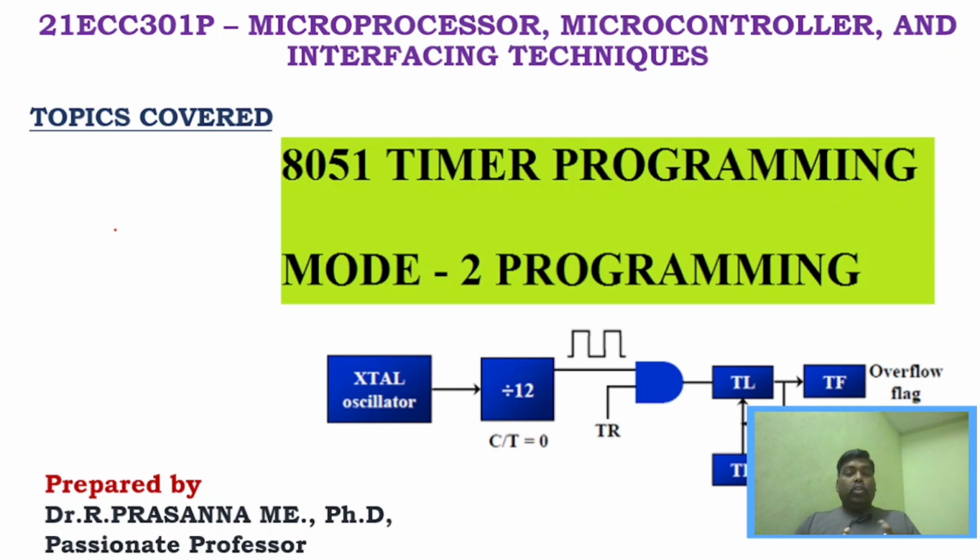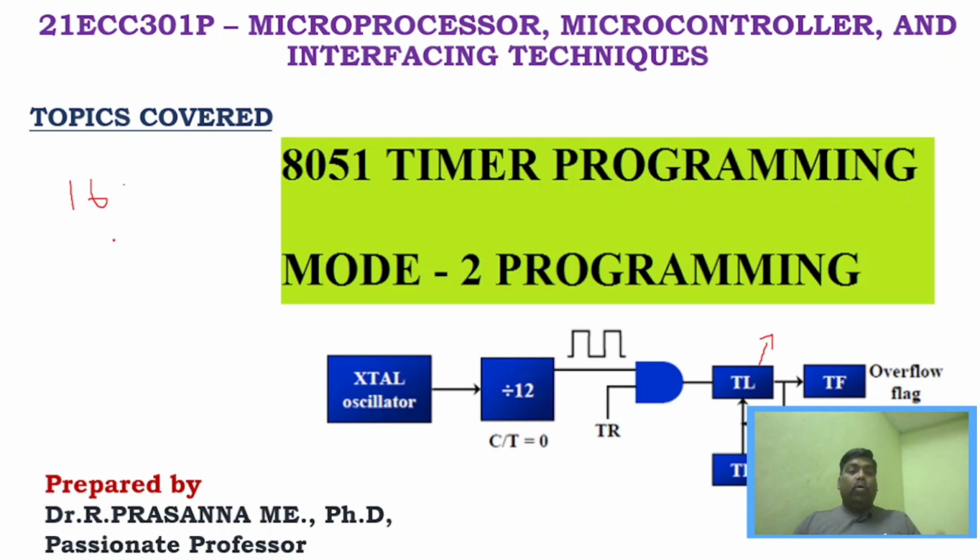In mode 2 operation, we are going to use only an 8-bit register. In mode 1, we have the complete 16-bit registers, that is, we use both TH and TL registers. But in mode 2, we will use only the TL register for the count purpose, right? And another important thing is that this mode 2 operation is also called auto reload mode.